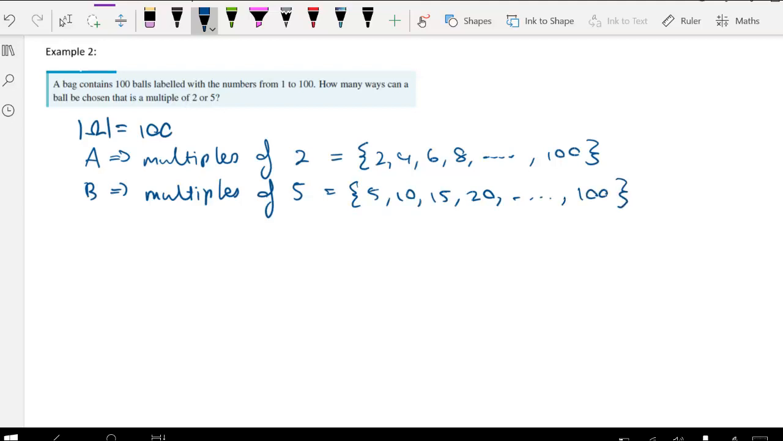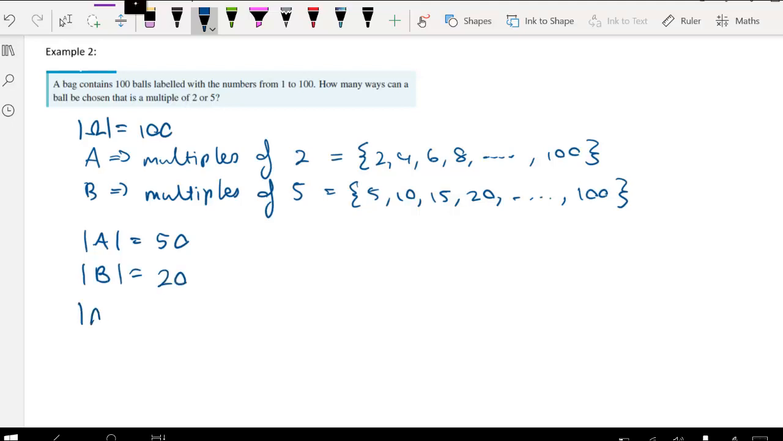So here we have to think a little bit. How many values are in A? So if we think about that, it's every second value, and it must be 50. How many values are in B? So we have 5, 10, 15, 20, 25, and so on. So 2 for each 10. And so that means we end up with 20.